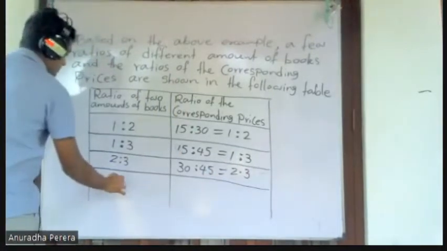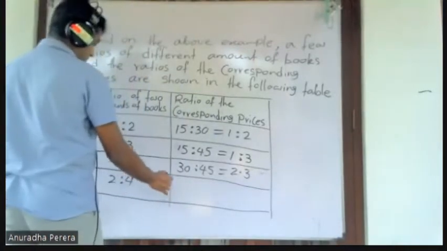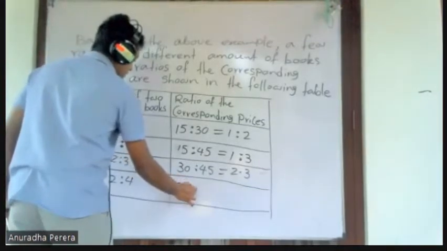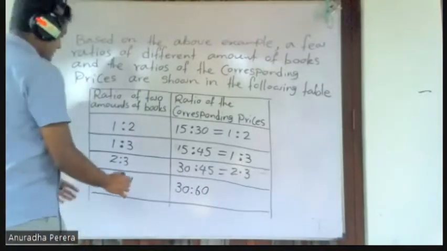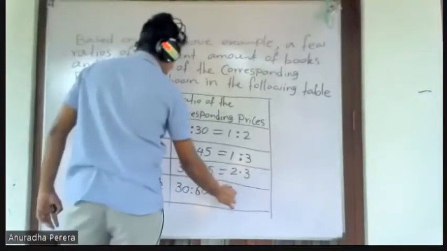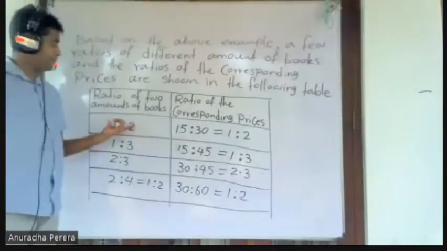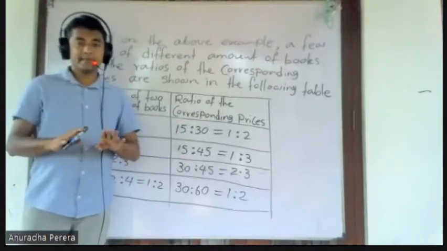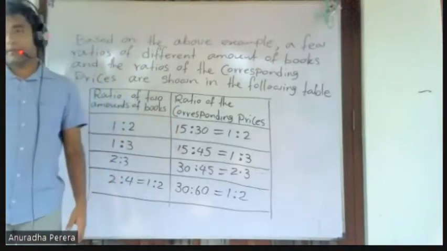2 to 4. Price of 2 books 30, price of 4 books 60. 2 to 4 means the simplest form is 1 to 2. This one also 1 to 2. When the number of books increases, prices increase with the same ratio. Such a relationship is called direct proportion.